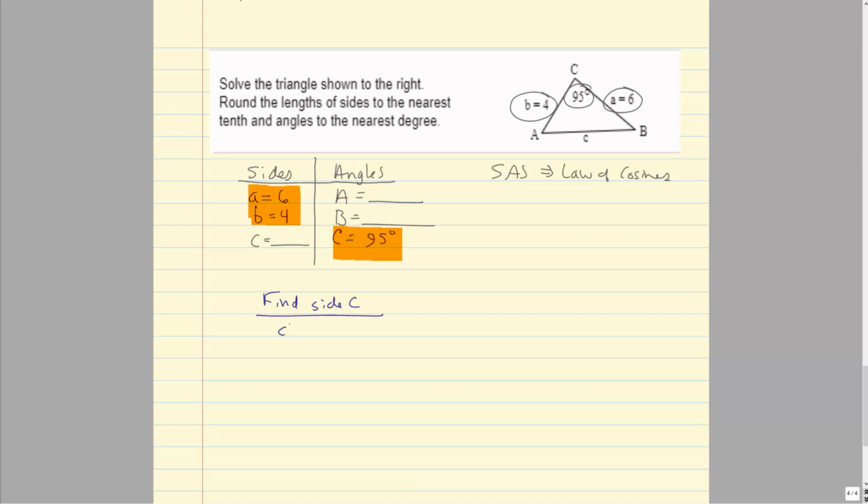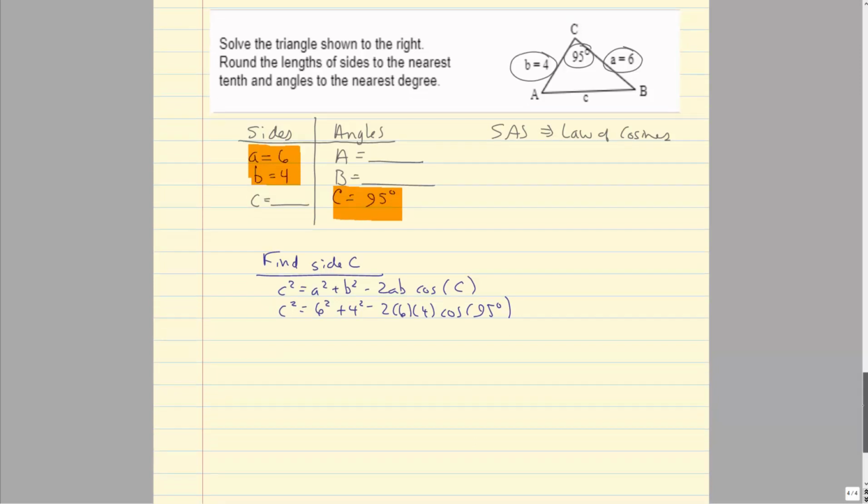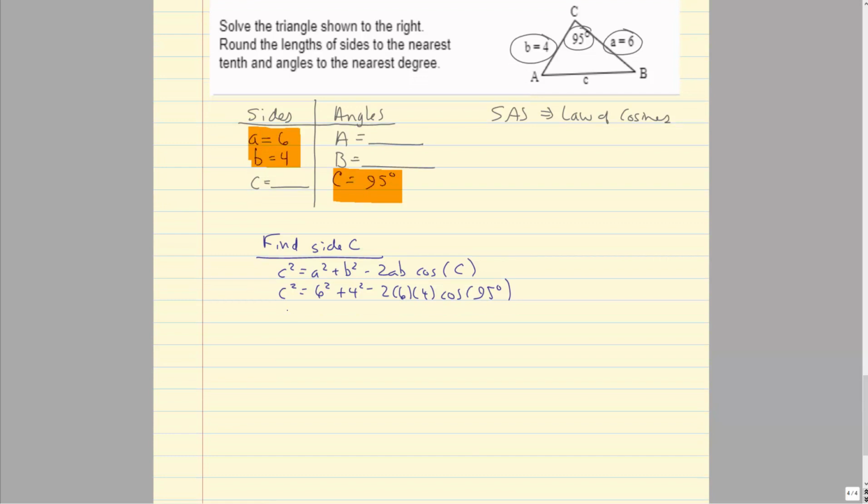So that's going to be C squared equals A squared plus B squared minus 2AB cosine of C. So let's go ahead and populate that. C squared equals 6 squared plus 4 squared minus 2 times 6 times 4 times the cosine of 95 degrees. Okay, so this one we don't need to divide or anything to solve. I just need to go ahead and plug this directly in.